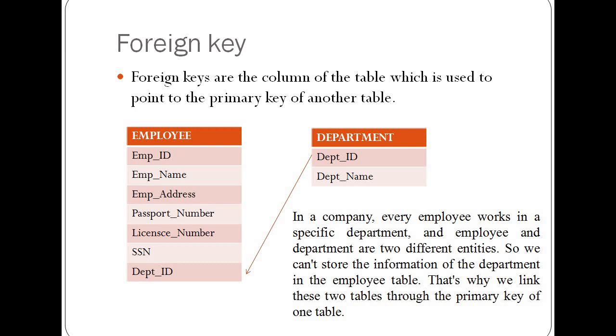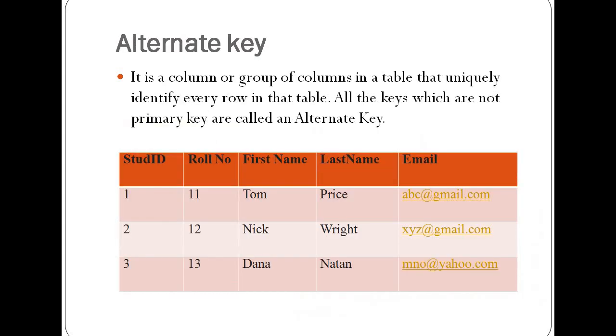Let us consider an example. Already we have discussed those things. In a company, every employee works in a specific department, and employee and department are two different entities. So we can't store the information of the department in the employee table. That's why we link these two tables through the primary key of one table. It's clear, I think, by this example.